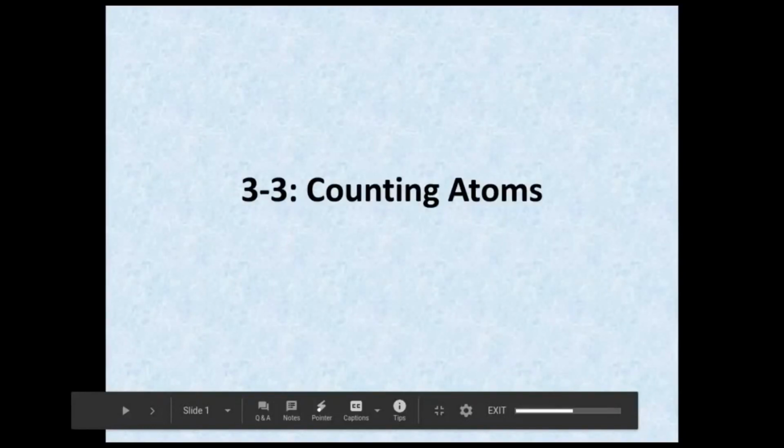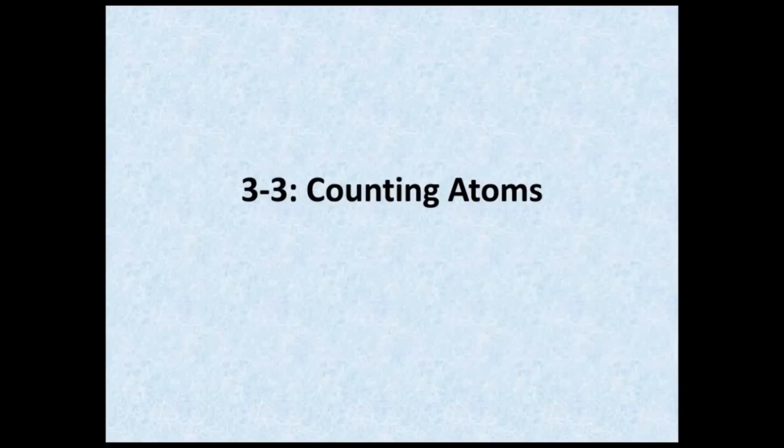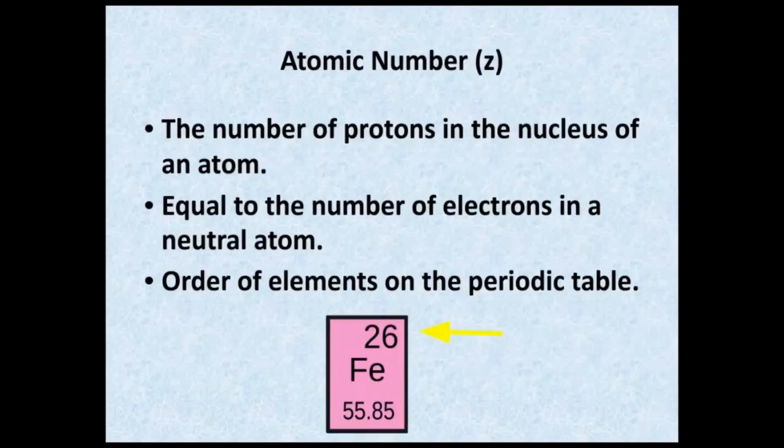In this section, we're going to look at counting atoms, or numbers that are associated with atomic particles. So first of all, we'll look at the atomic number, which is symbolized as Z. This is the number of protons in the nucleus of an atom. Now, the number of protons is set for a specific element. If the number of protons were to change, then you would have a different element. This is going to be equal to the number of electrons in a neutral atom.